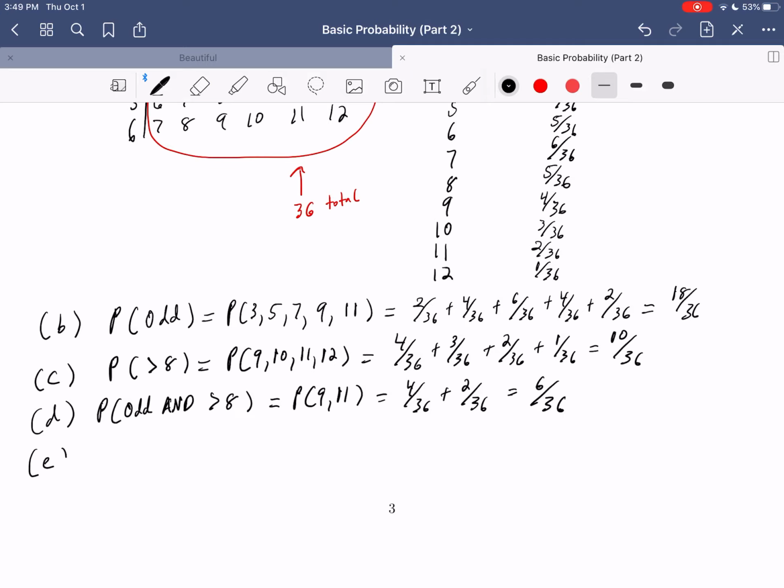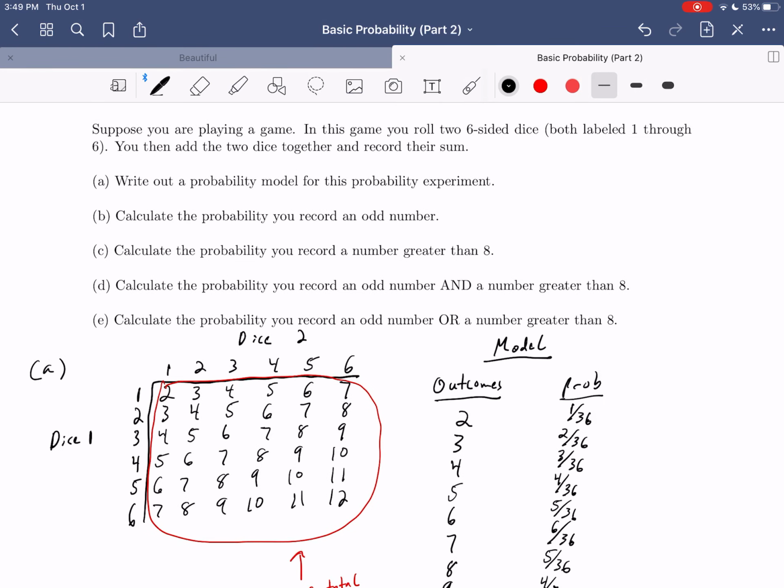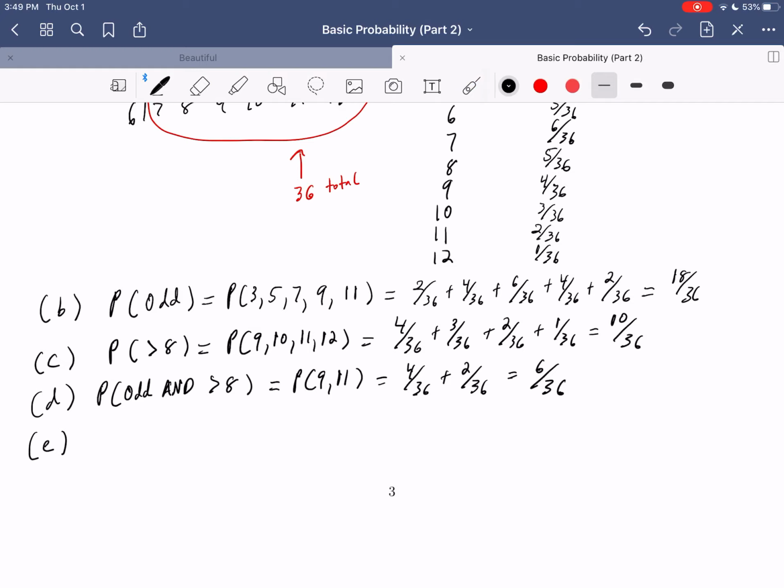All right, we got one last one here, and this will also sort of motivate us for our next major discussion, our next video. Let's calculate the probability you record an odd number or a number greater than 8. So now we want to get the probability that it's odd or greater than 8. Well, let's think how we would do that. Remember, when we have or, we are saying that it can be one, the other, or both. So in other words, we're saying any number that is either odd or greater than 8 will do this. So we know that there's going to be some sort of addition here. So let's think about this.